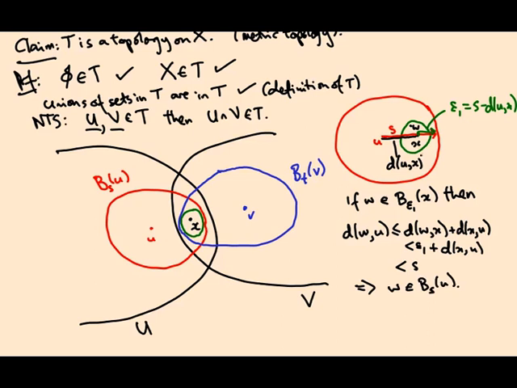Okay, so if I pick a radius that's smaller than epsilon 1, then this green ball is going to be contained inside the red ball. Similarly, I can define epsilon 2 to be T minus the distance between V and X. And whichever of these is smaller, I'm going to take that one and call it epsilon.